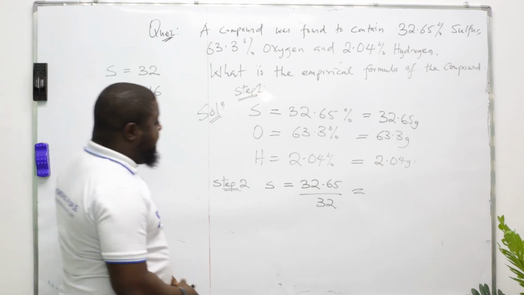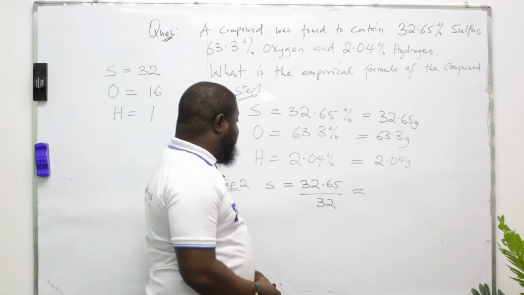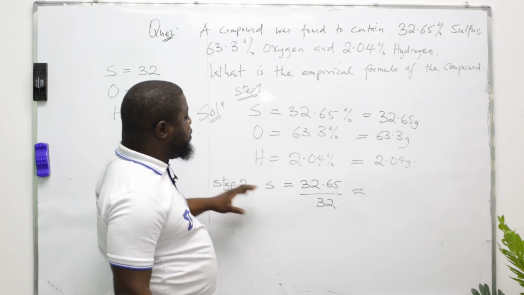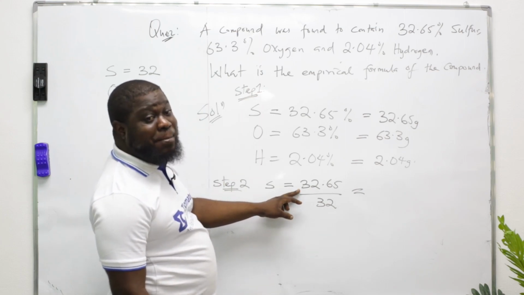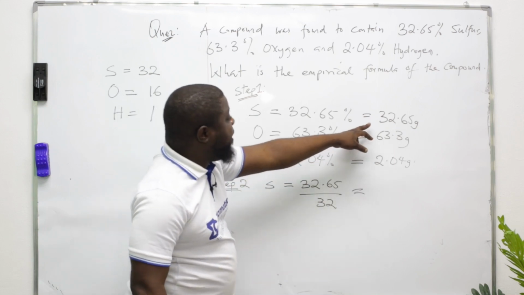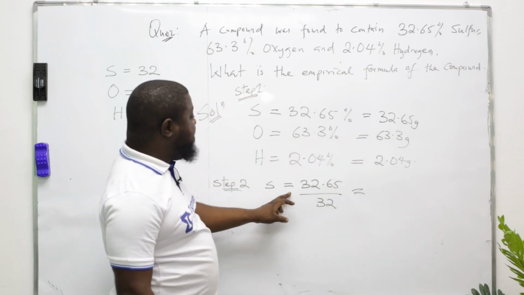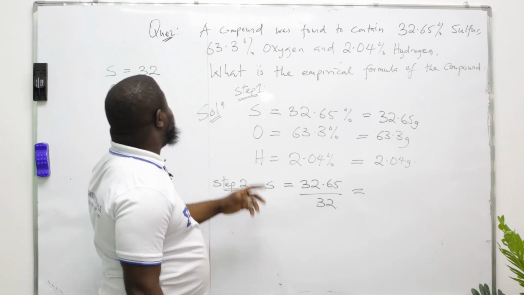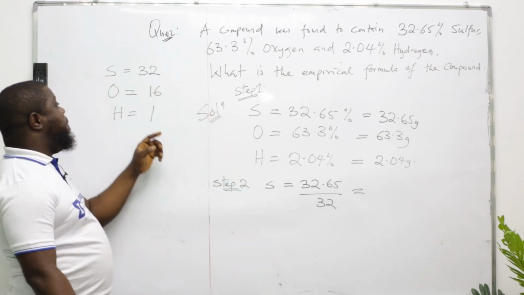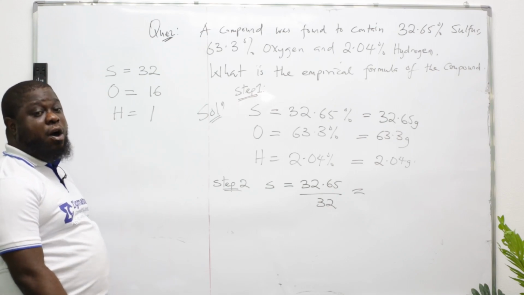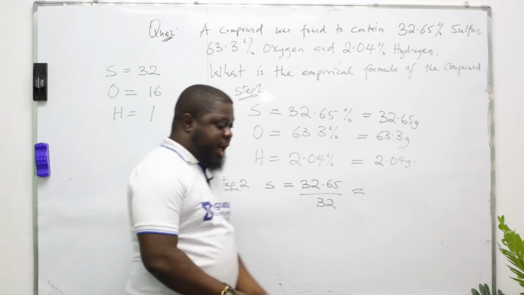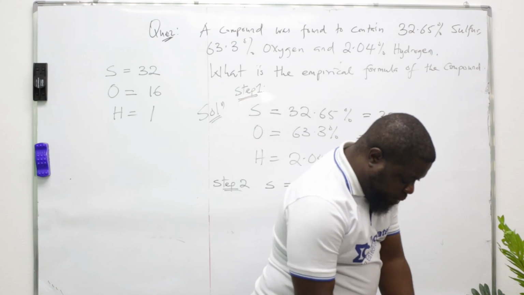So now, when they said, for sulfur, it will be 32. That is the molar mass. Divide all the given masses. The given mass of sulfur is 32.65. So you're going to divide 32.65 by the molar mass of sulfur, which is 32. Now, let's know what it gives us.